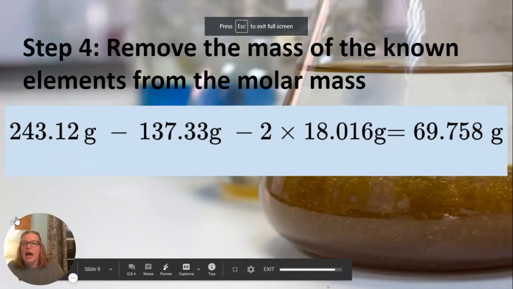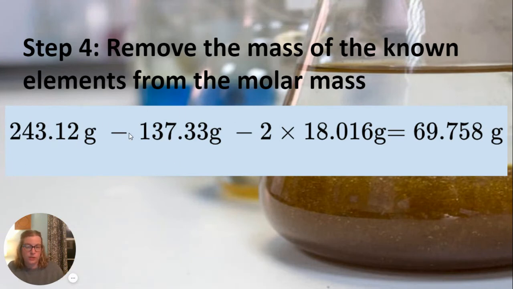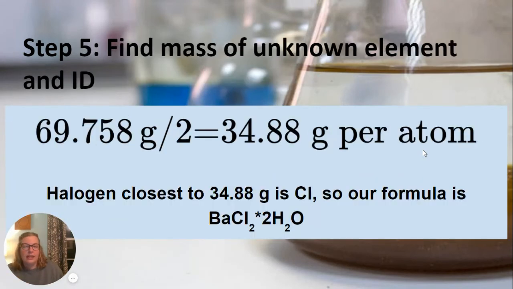Sorry about that. If you take this 243 and I subtract the mass of the barium, which is 137.33, and I take away the mass of the two waters in my formula, that leaves me with 69.76 grams of the molar mass coming from that mystery substance. So I know that the mystery element, two of them weigh about 70 grams or so. What that lets me do then is find the mass of the unknown element and helps me identify it.